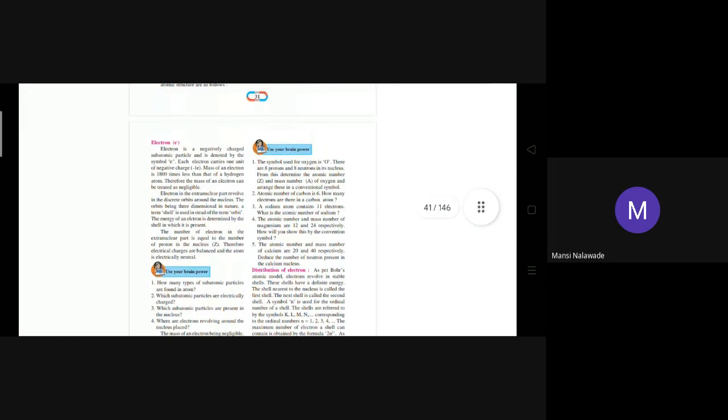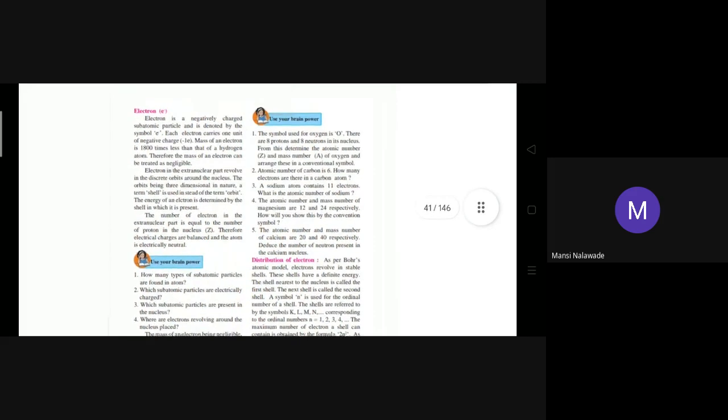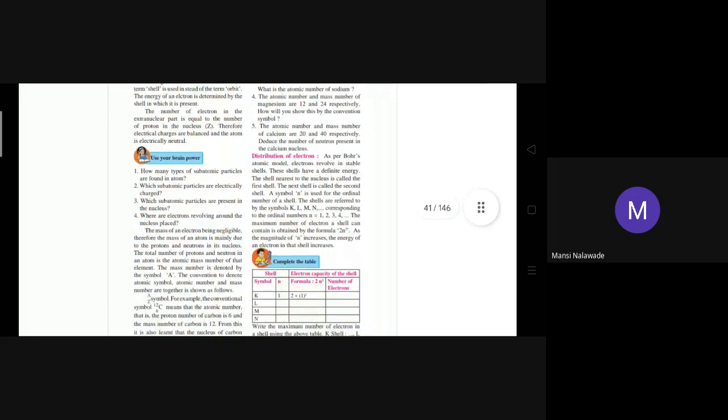Electron is an extranuclear part revolving in distinct orbits around the nucleus. The orbit being three-dimensional in nature, the term shell is used instead of the term orbit. The energy of an electron is determined by the shell in which it is present. Okay, till here we have learned about this, right?